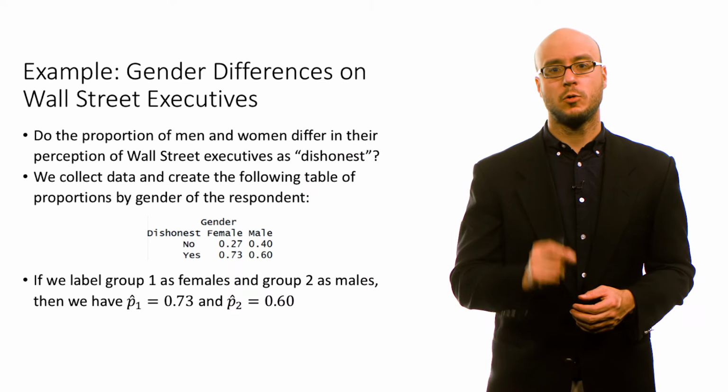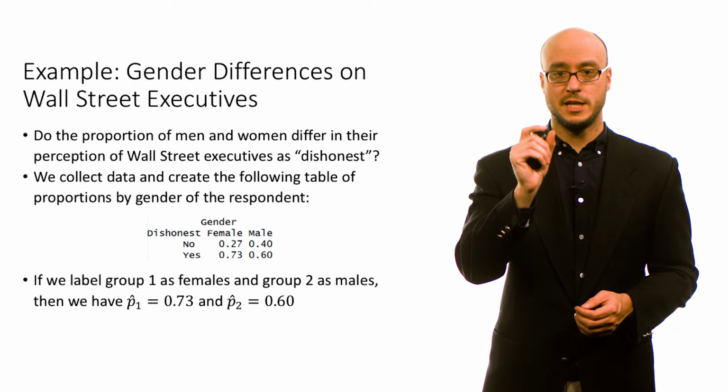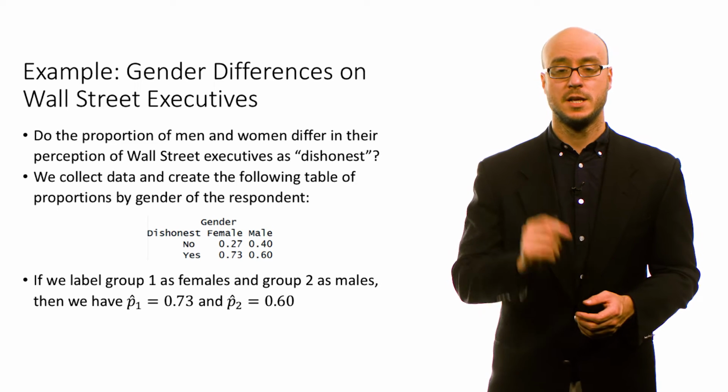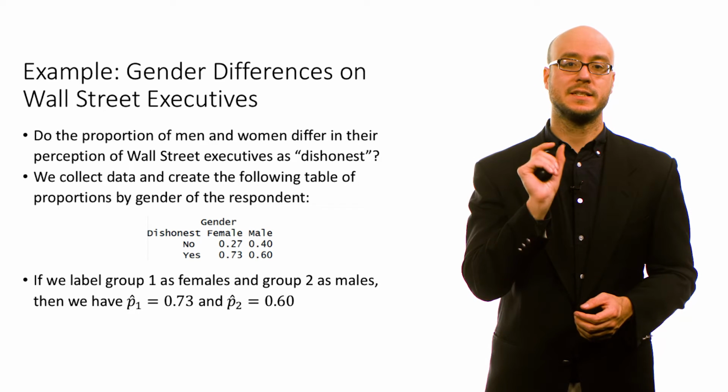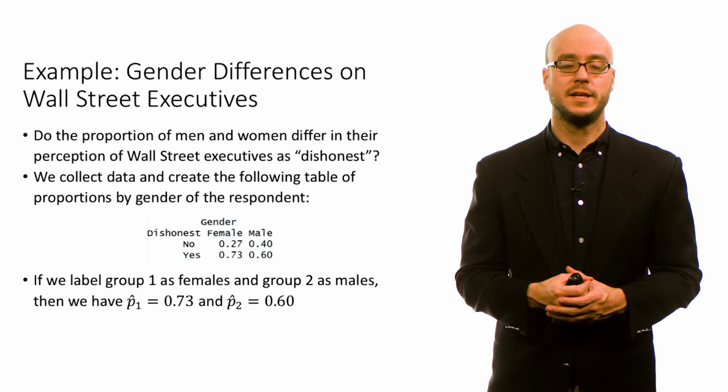To put another way, based on a sample of random data, about 73% of women think Wall Street executives are dishonest, whereas about 60% of men think Wall Street executives are dishonest. Our orienting question is: is this difference in the population? Is there a real difference in the population? So we're going to use this difference in the sample of data to examine this idea.